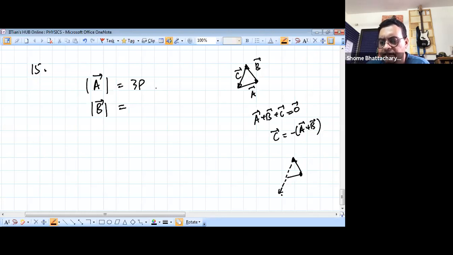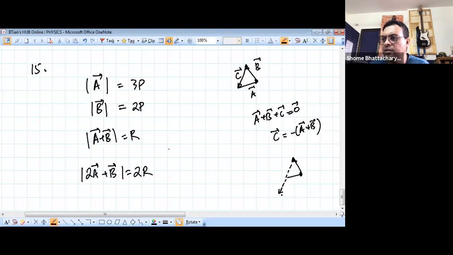So the magnitude of the resultant of two forces of mod 3p and 2p is R. So magnitude of A plus B becomes R. And now it says that if we take the first force is doubled, then the magnitude of the resultant also becomes doubled. So 2 times A, if I add it with B, then what does its value become? It becomes 2R. So from this I have to find the angle between the two forces. So we want to find theta, that is the angle between A and B. This is what this question is.